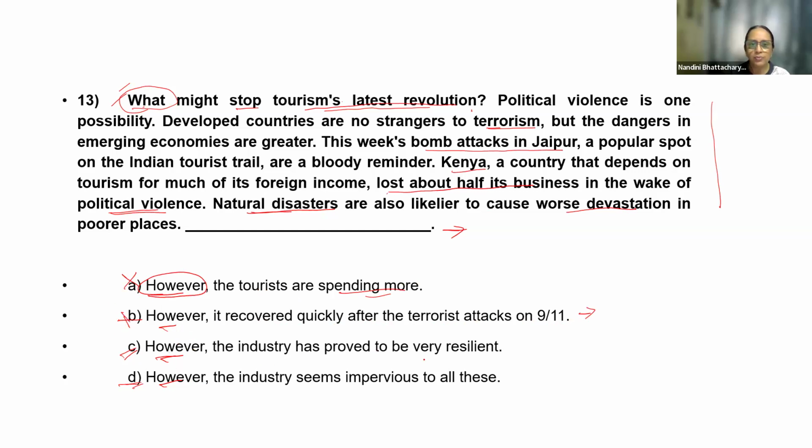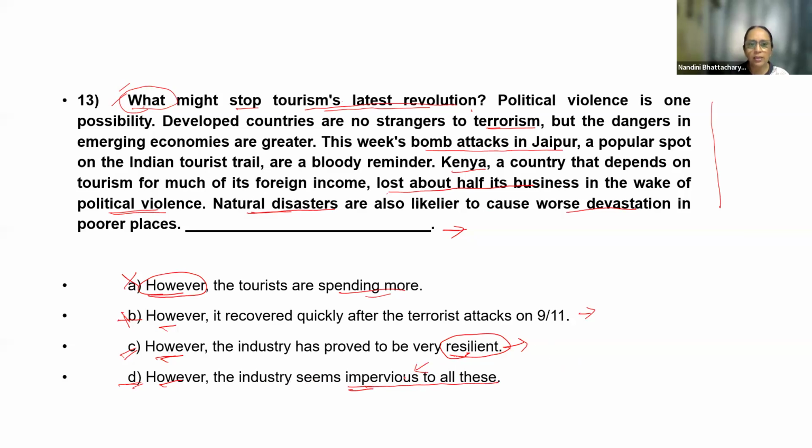However, the industry has proved to be very resilient. So resilient is your keyword over here. In spite of everything, the industry is still going on because it is resilient. That is, it can grow even in difficulty, right? Okay, and D says, however, the industry seems impervious to all this. That means the industry is not affected by all these.